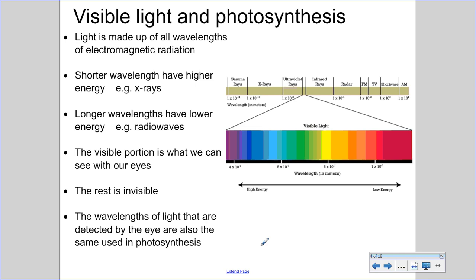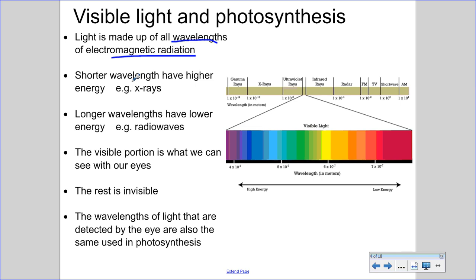So with photosynthesis, it is harnessing that energy of light. And then just to go through the different types of light, just a reminder that light is made up of all wavelengths of electromagnetic radiation. So there's varying wavelengths of light or electromagnetic radiation.